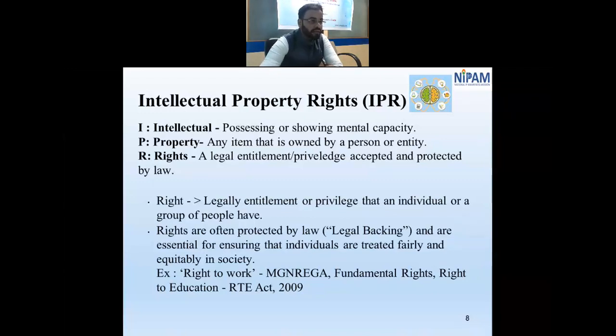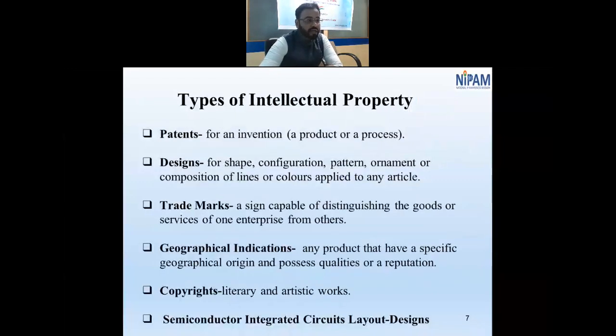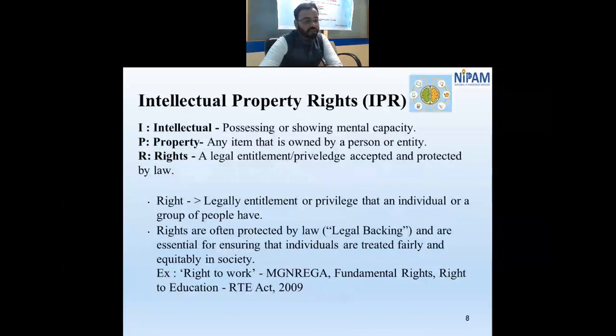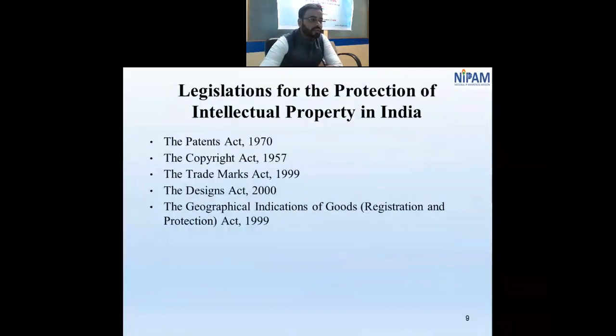All the intellectual property which I have mentioned in the previous slide, which is patent, design, trademark, copyright, and semiconductor, in order to provide a legal backing to all these, the Government of India has provided various legislation, legal backing laws in order to implement effectively these particular intellectual property. What are those laws? So the Patent Act of 1970 provides legal backing to the intellectual property related to the field of patents.